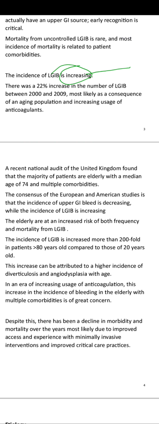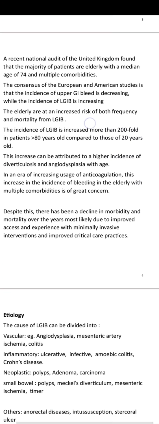Here is an explanation of why there is an increase in lower GI bleeding, and this may be related to the aging of the population. We have a median age that is higher than in the past 50 years, and also an increase in the usage of anticoagulation.